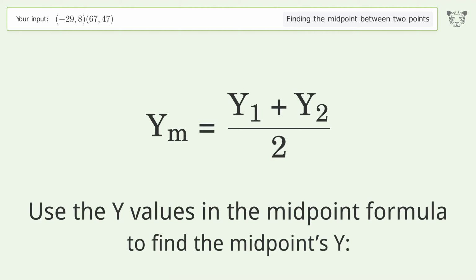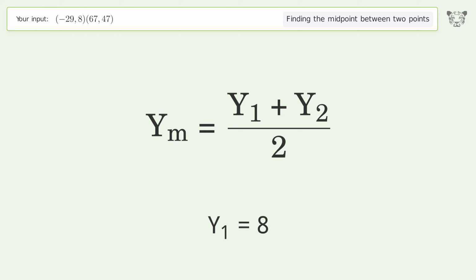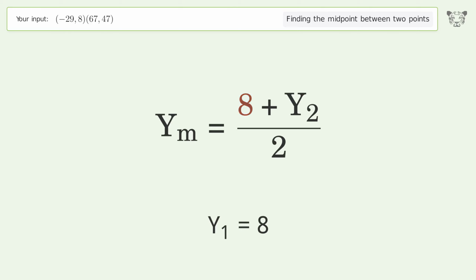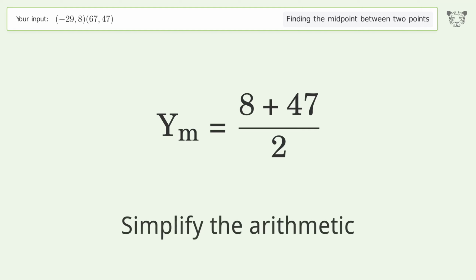Use the y values in the midpoint formula to find the midpoint's y. y1 equals 8. y2 equals 47. Simplify the arithmetic.